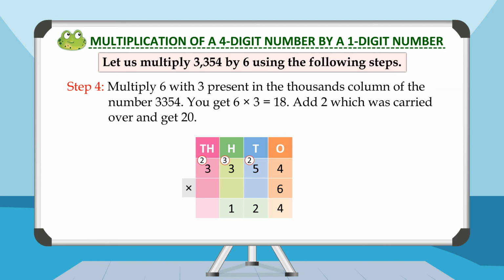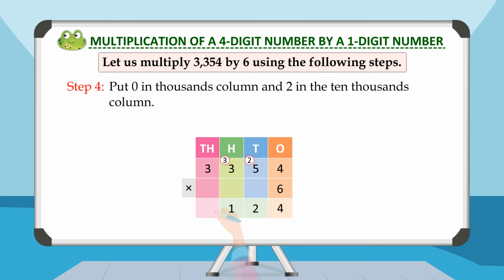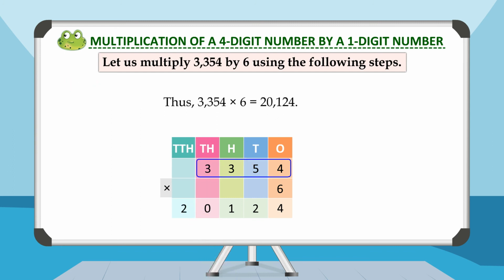Step 4. Multiply 6 with 3 present in the thousands column of the number 3354. You get 6 into 3 is equal to 18. Add 2, which was carried over, and get 20. Put 0 in the thousands column and 2 in the 10,000s column. Thus, 3354 into 6 is equal to 20,124.